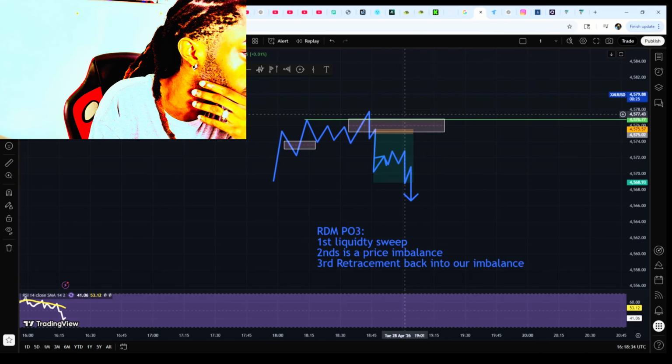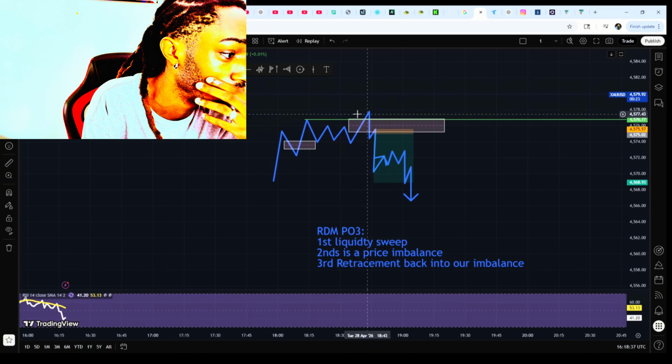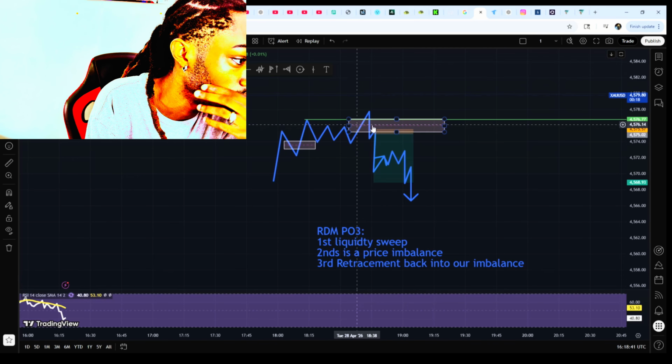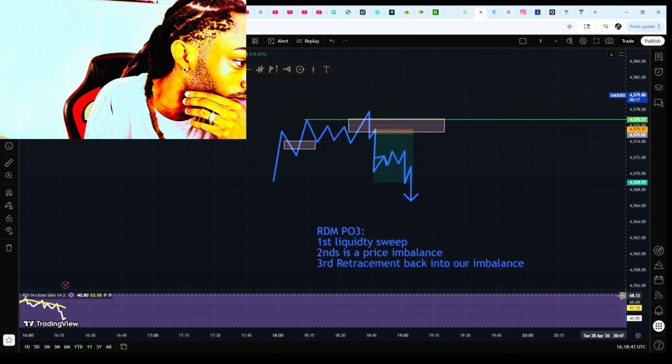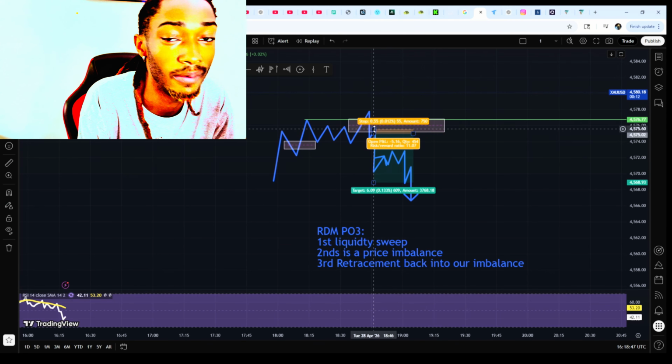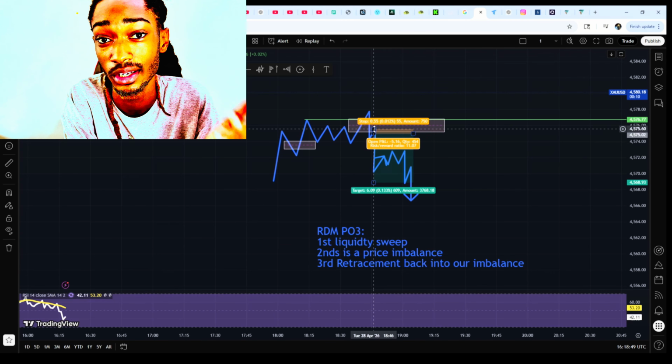So the first thing we see is liquidity sweep. Boom. What happens right after the liquidity sweep? We see price imbalances. We filled this imbalance. What do we do? We mark it out. What does price do after that? We see a retracement. Boom. And now I'm very confident in this position.